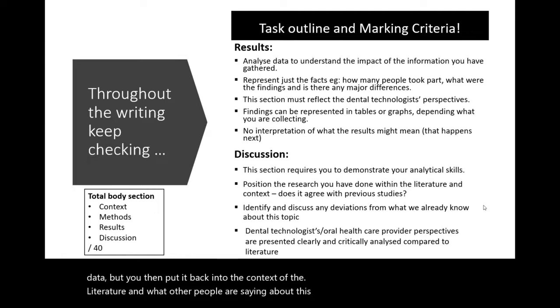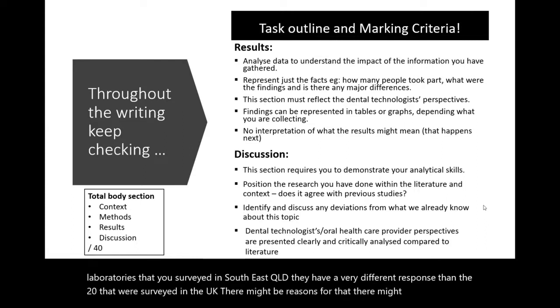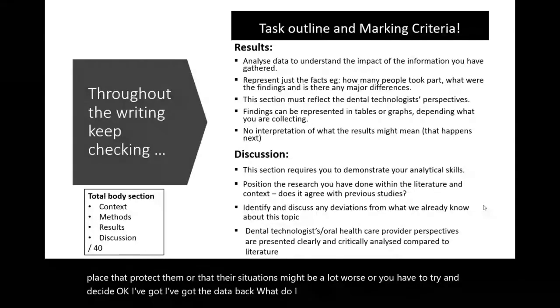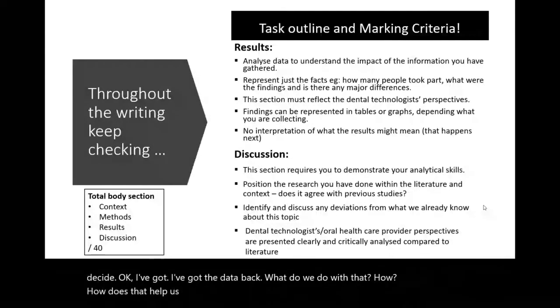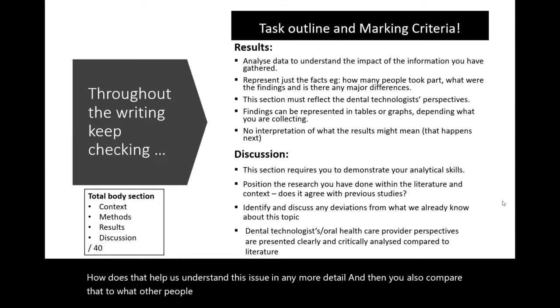You might find that within the 5 laboratories that you surveyed in southeast Queensland, they have a very different response than the 20 that were surveyed in the UK. There might be reasons for that. There might be policies in place that protect them, or that their situations might be a lot worse. You have to try and decide, okay, I've got the data back. What do I do with that? How does that help us understand this issue in any more detail? And then you also compare that to what other people have found in their research.